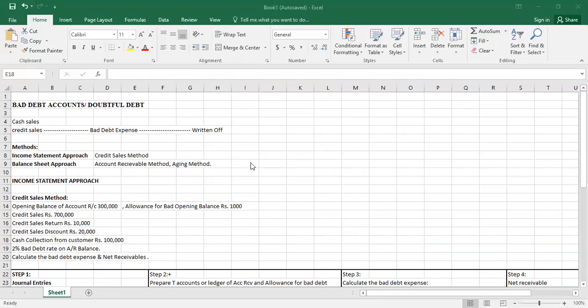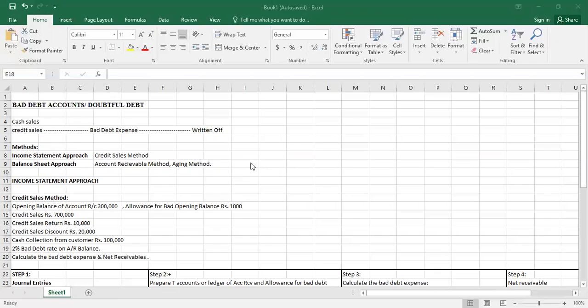Today we have to do a balance sheet approach. We have to calculate bad debt expense under the approach of balance sheet. Under the classification of balance sheet approach, we have two methods. The first one is the account receivable method, and the second one is the aging method. So in this video, we will work on the account receivable method. And under this method, we will also have the same four steps.